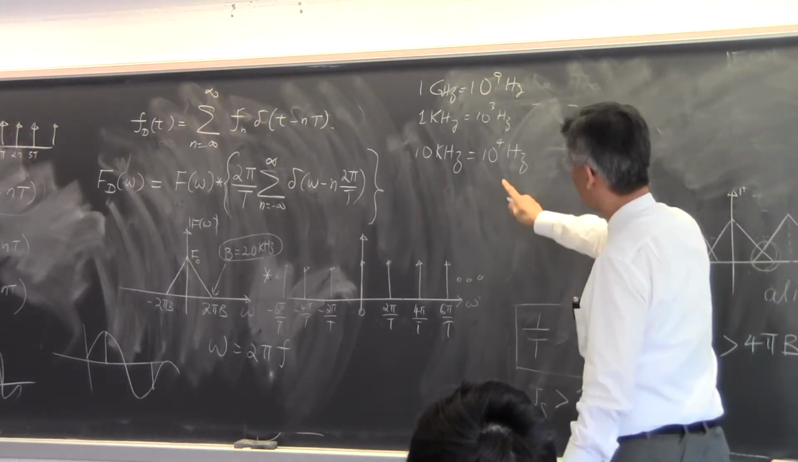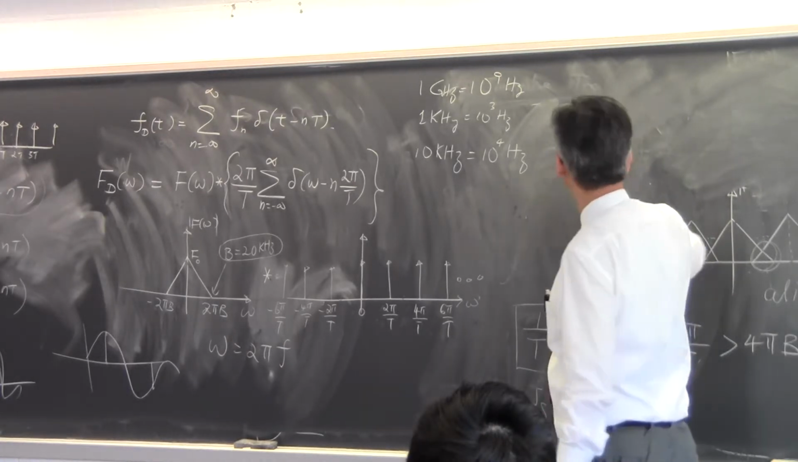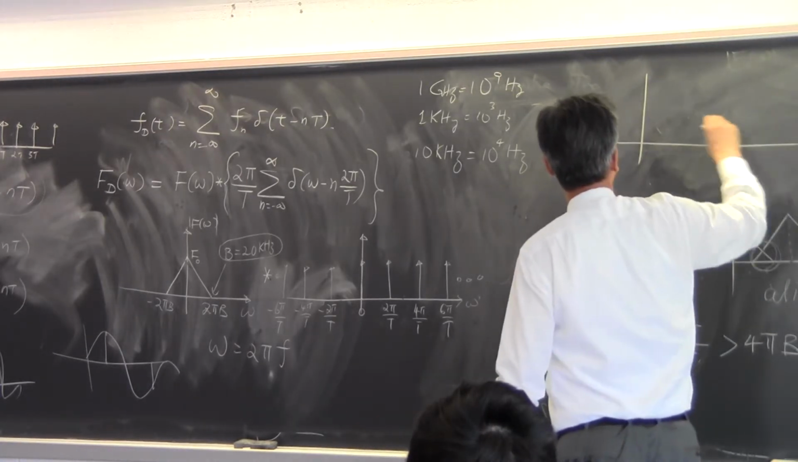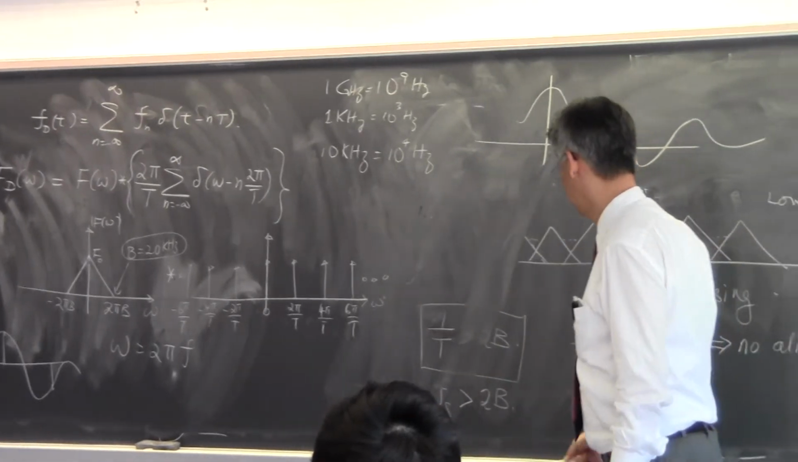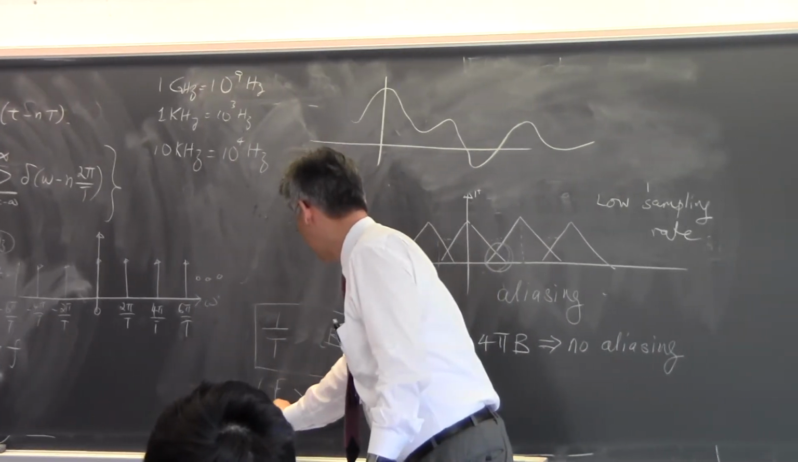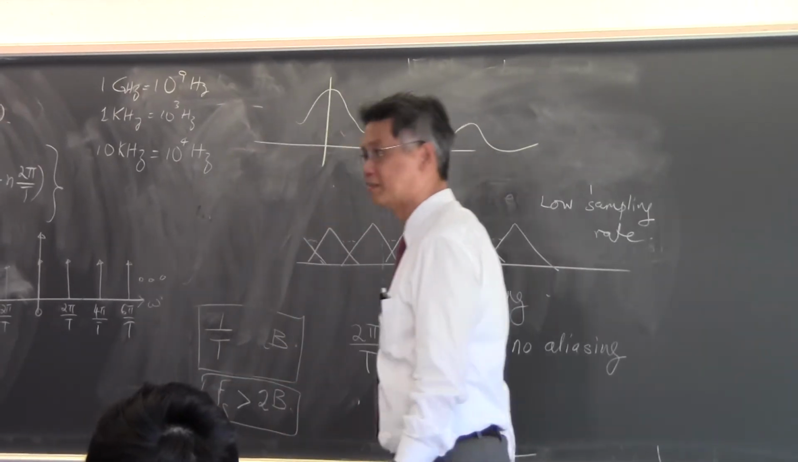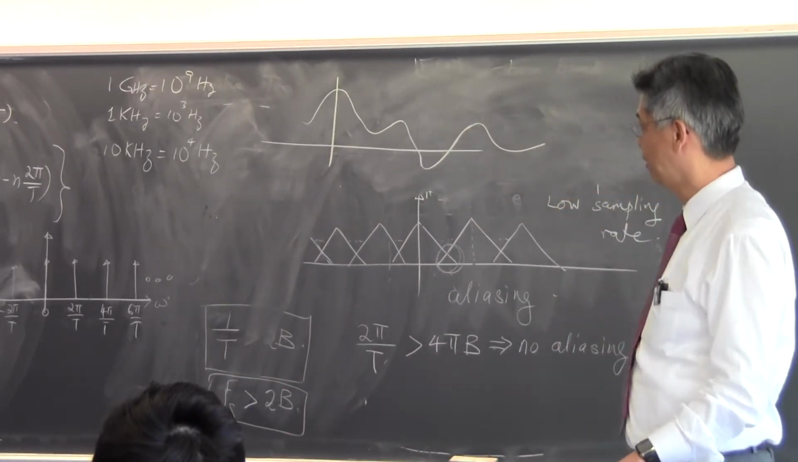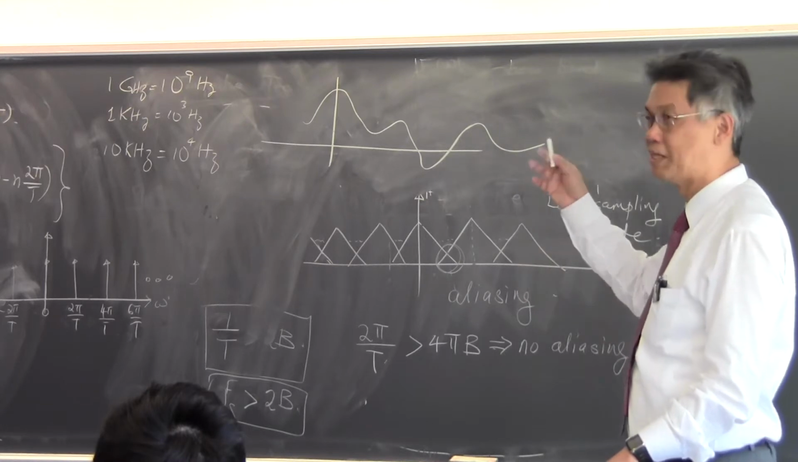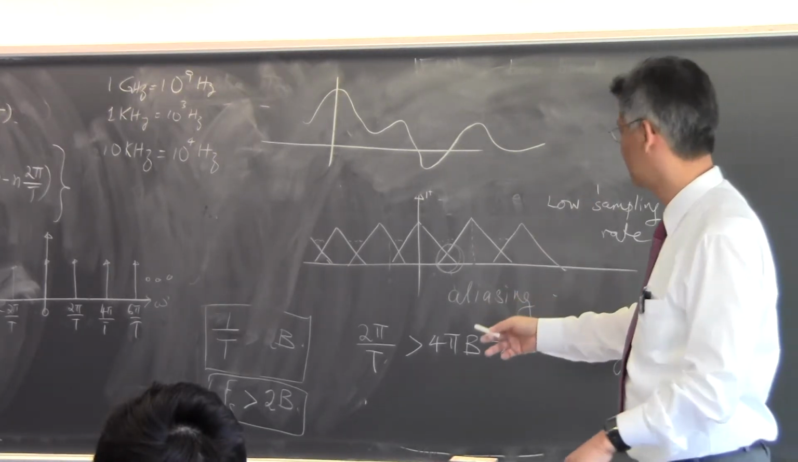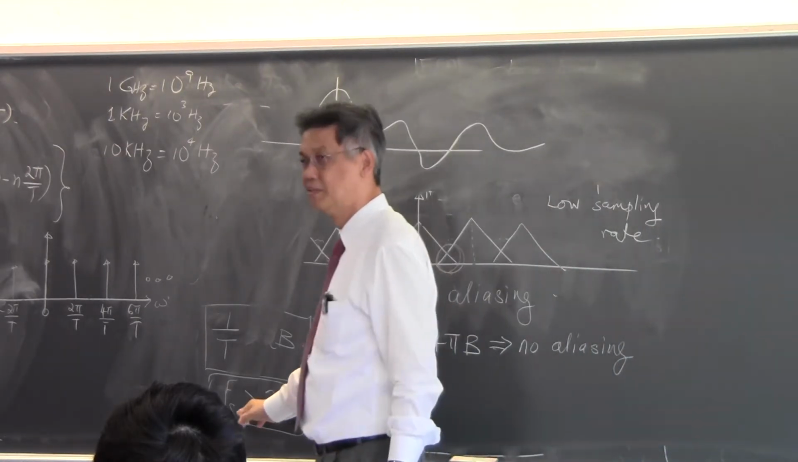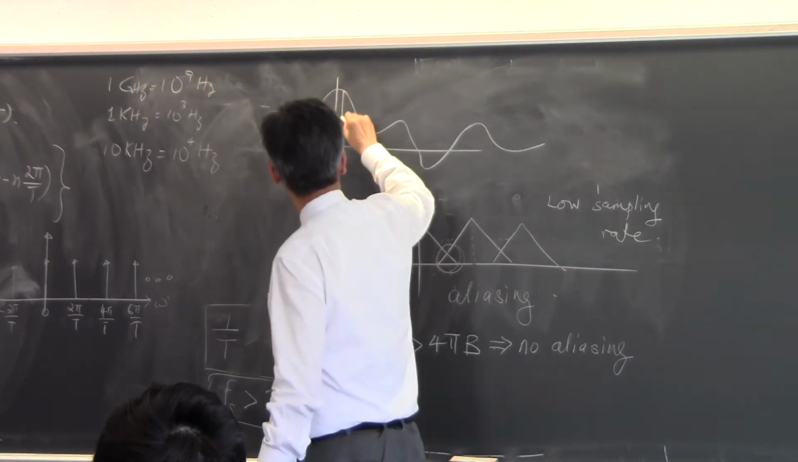Which means that if you want to send this voice signal correctly, you have to sample it at a rate which is twice the bandwidth of the voice signal. Say the voice signal is 10 kilohertz. That means you have to sample this at 20 kilohertz. That's what the sampling theorem tells you. So you have to sample this at twice the rate.